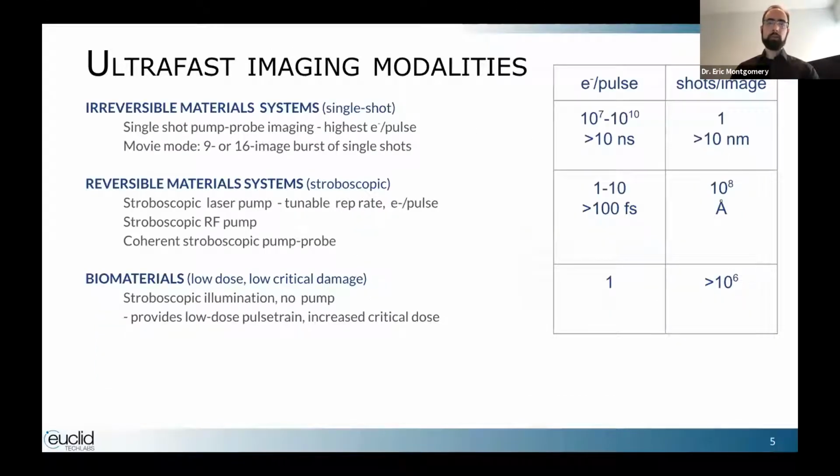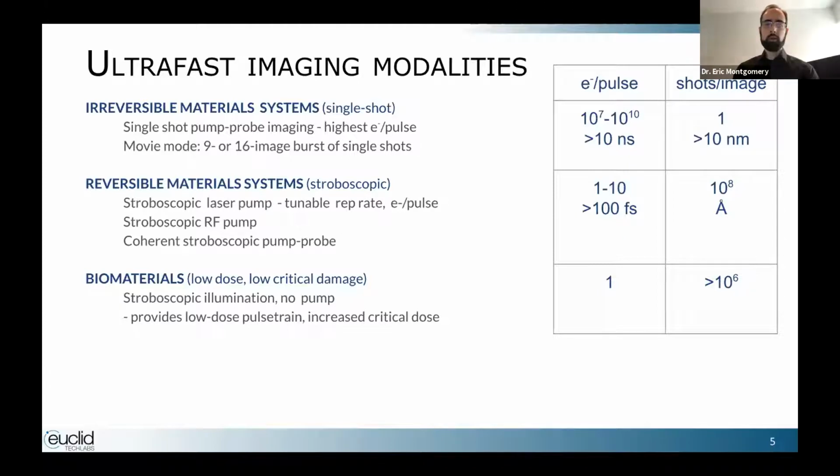So these various ultrafast instruments result in various modalities. And as John well covered, irreversible material systems result in single shot imaging using many, many electrons per pulse, longer nanosecond pulses typically, single shot per image, and 10 nanometer resolution on up, with microns being very, very achievable.